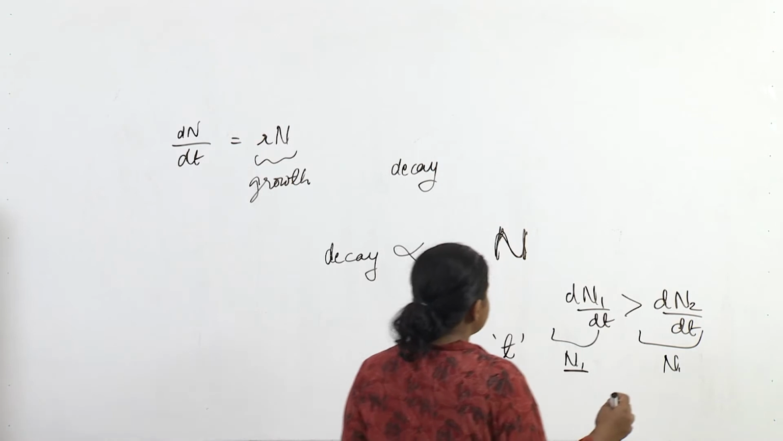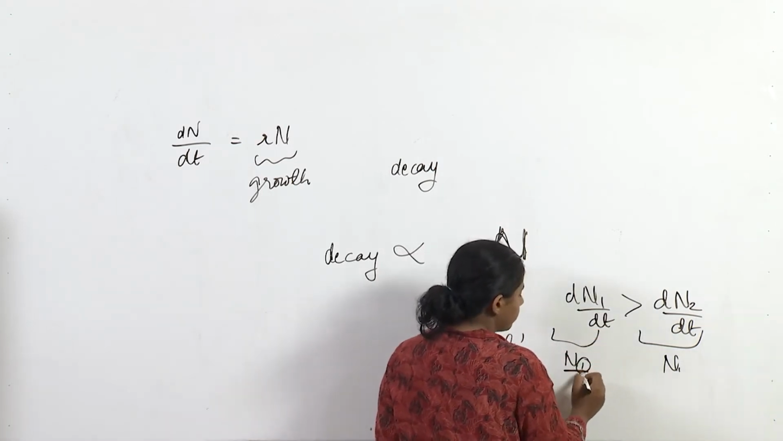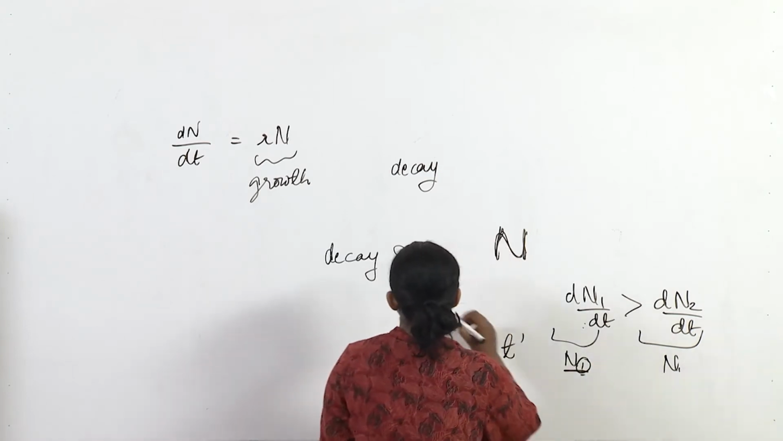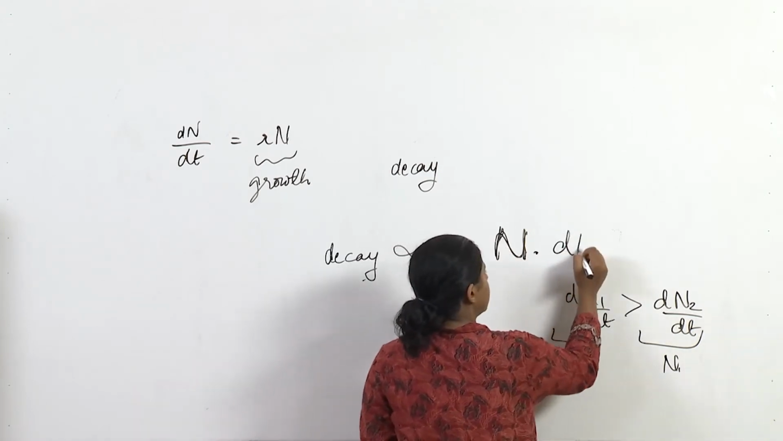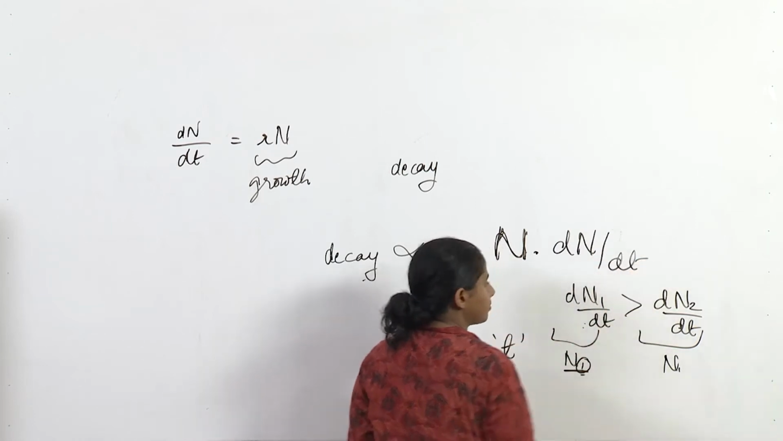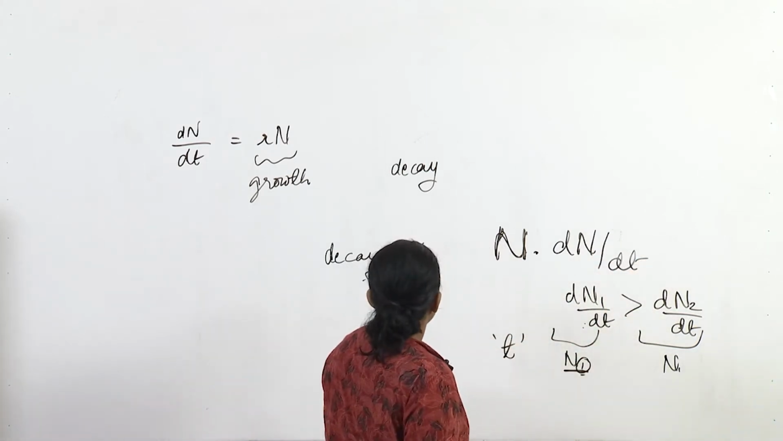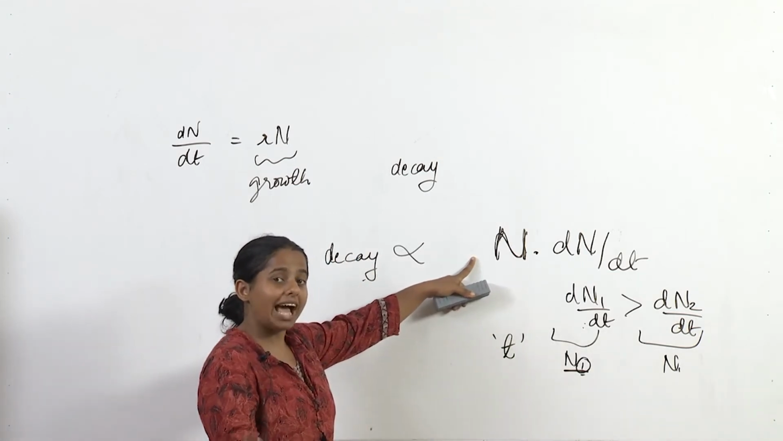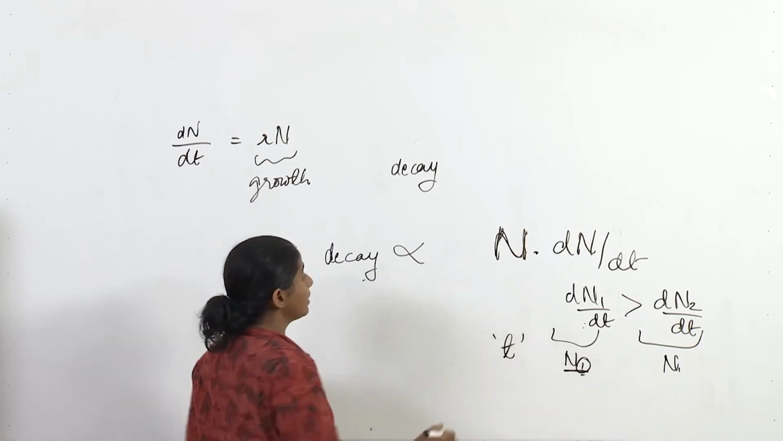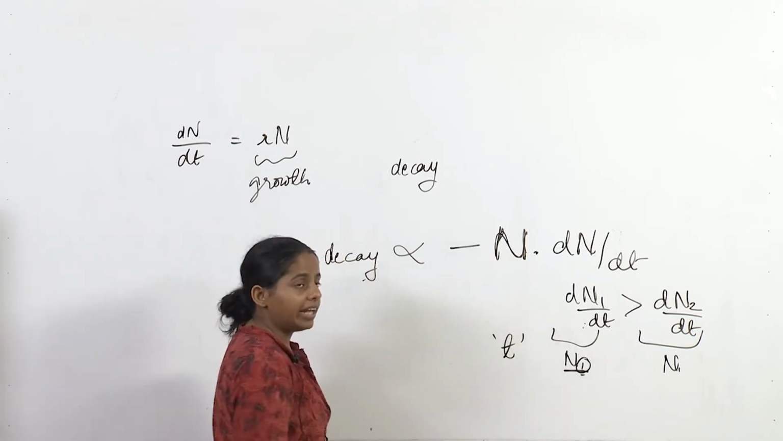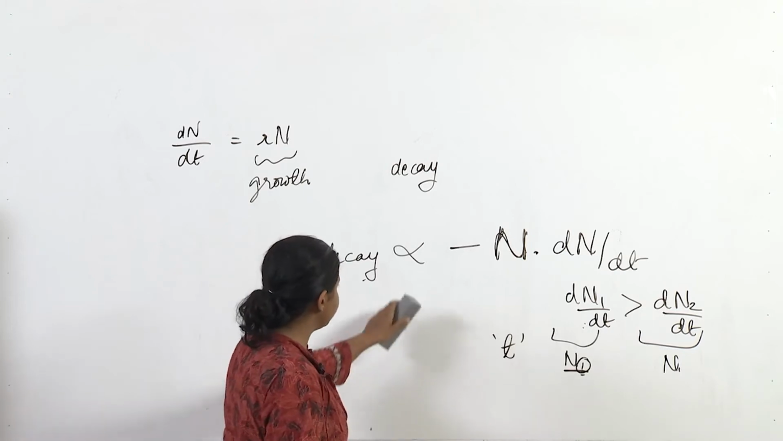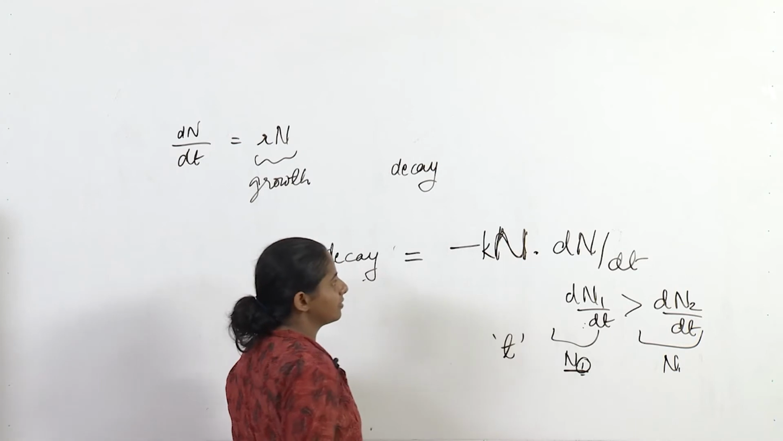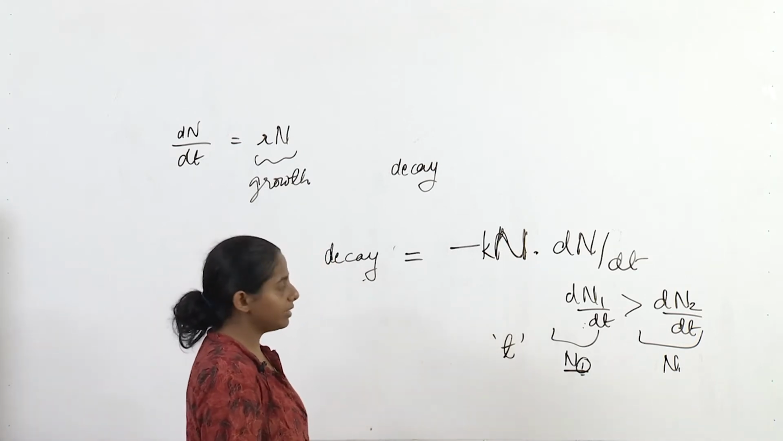And we know that if the N1 microbial community is consuming resources faster, then its decay will also be faster, and thus we know that decay should also be proportional to dN by dt. Now because it is decay, it should not have a positive sign, because positive will add to the population. We want to reduce the population, and hence we will have a minus sign here. And in order to remove the proportionality, we will add a proportionality constant. Let us make it k. So minus kN dN by dt.